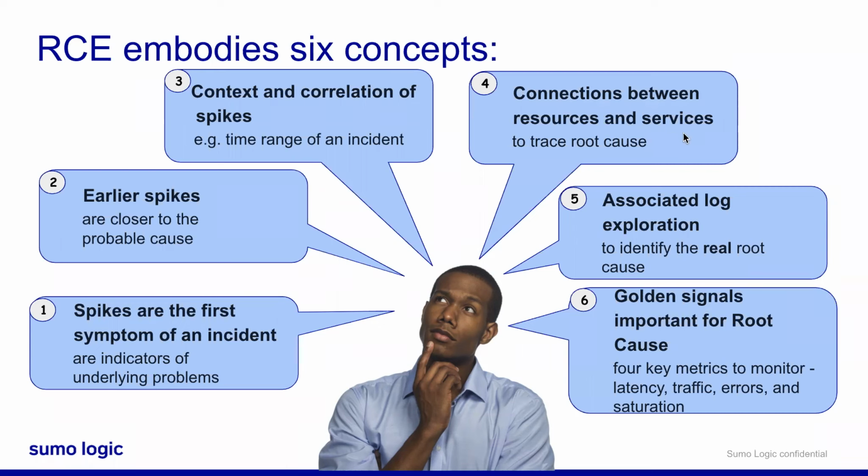The connection between the resources and the services, which are going to help to trace that root cause. The associated log exploration, that's going to help identify that real root cause. And then finally, those golden signals that are going to be important for root cause to utilize. The latency, the traffic, the errors, and saturation all get tied together to really make Root Cause Explorer function.